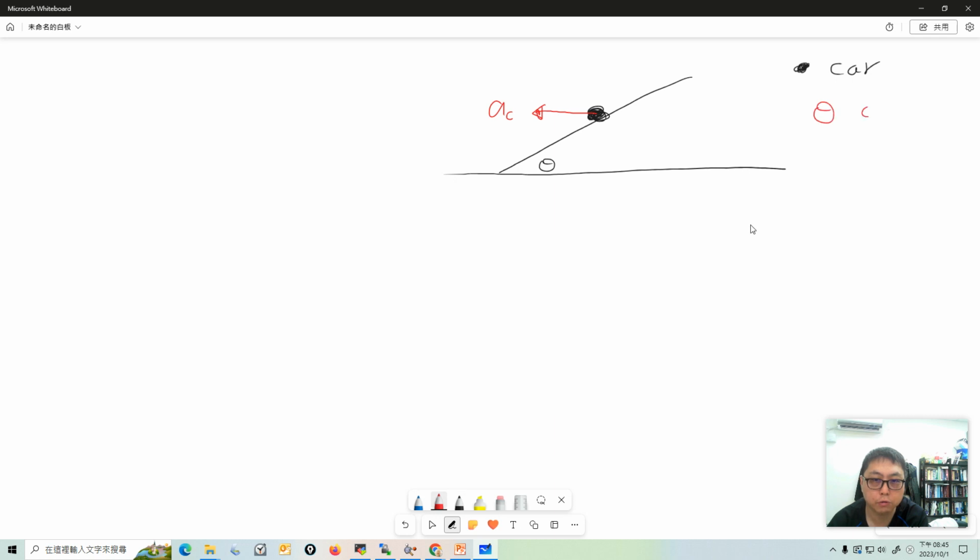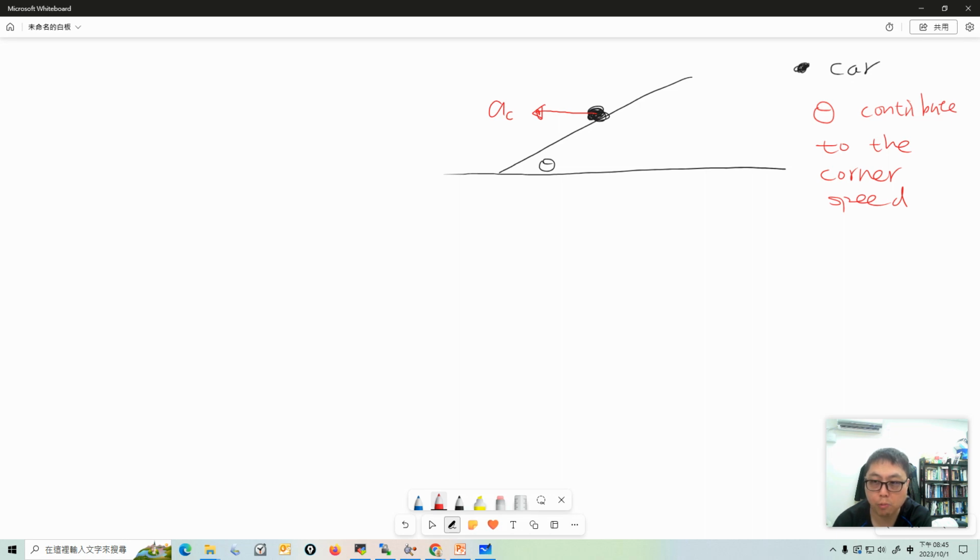The theta will contribute to the corner speed. If theta is higher, that will allow you to have a higher corner speed going through the corner. And why is that? Let's do the analysis, using Newton's second law.